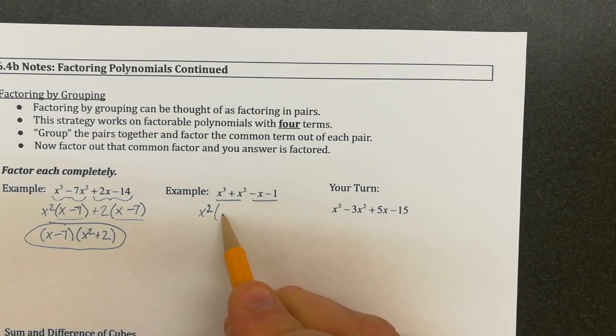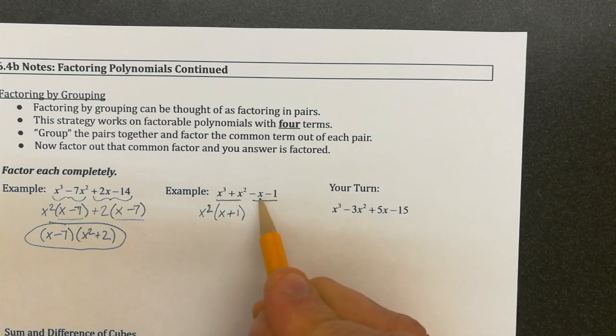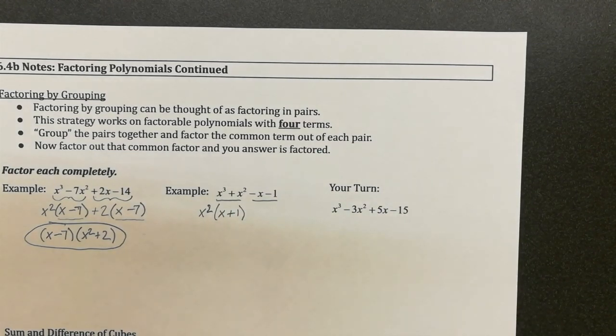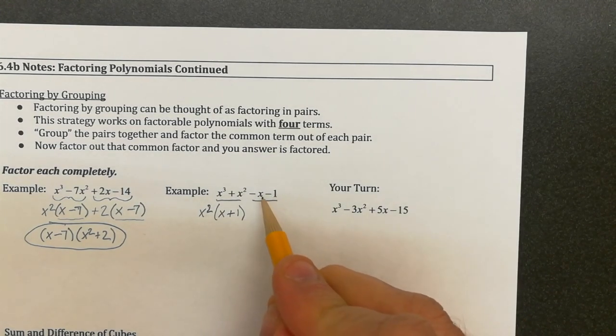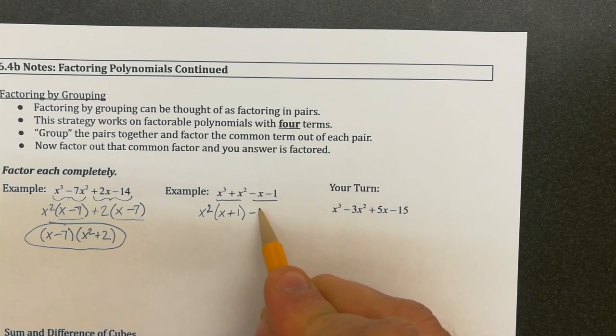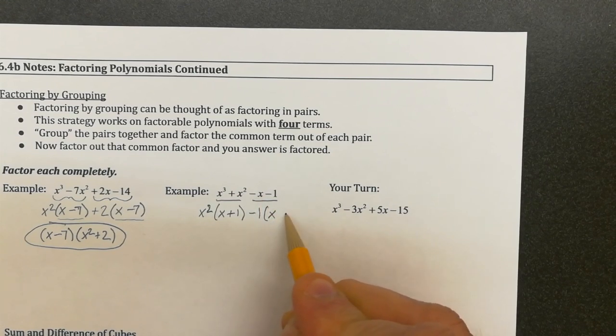So x squared times what is x to the third? X. X squared times what is x squared? That would just be 1. Here, what's common to both of these? Well, 1 or negative 1. I'm thinking that since they're both negative, I'm going to take out a negative 1. Negative 1 times what would be negative x? Well, that would just be x. Negative 1 times what would be negative 1? That would be positive 1.